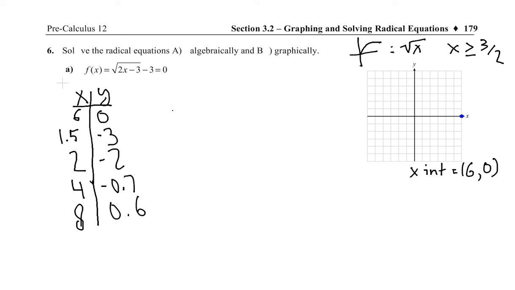So let's go back to the blue. So like I said, when x is 1.5, y is negative 3. So we find 1.5 and then negative 1, negative 2, negative 3. So there's a point right there. And then when x is 2, y is negative 2. So we go over 2, and then we go down to negative 2, and it's right there. And then when x is 4, y is negative 0.7. So around there. And then when x is 8, but that's off the graph, y is 0.6.